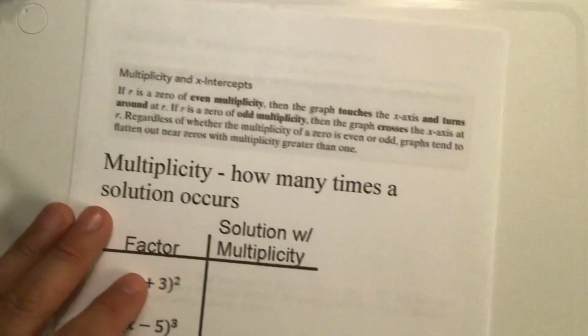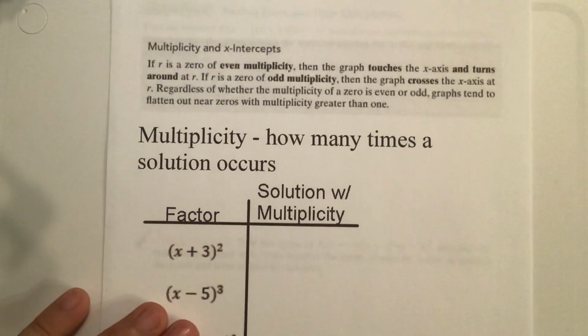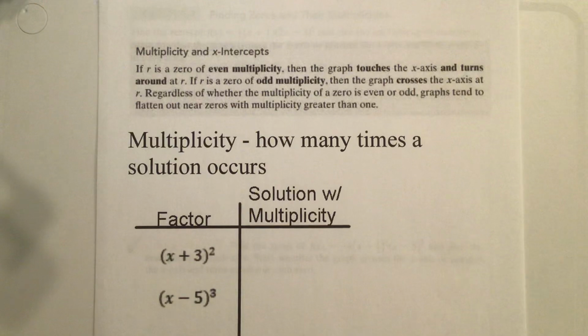All right, for the next one, it's going to talk about multiplicity and the x-intercepts. And this is kind of getting along the ways of how we graph things. But let me go ahead and read to you what it says. It says, if R is a 0 of even multiplicity, so R is a solution, right, of even multiplicity, then the graph touches the x-axis and turns around at R. If R is a 0 of odd multiplicity, then the graph crosses the x-axis at R. Regardless of whether the multiplicity of a 0 is even or odd, graphs tend to flatten out near zeros with multiplicity greater than 1.